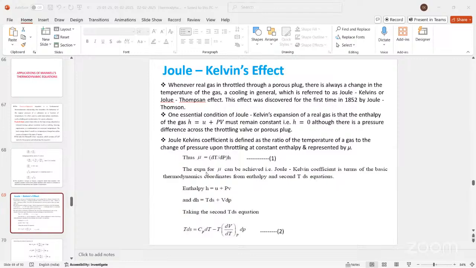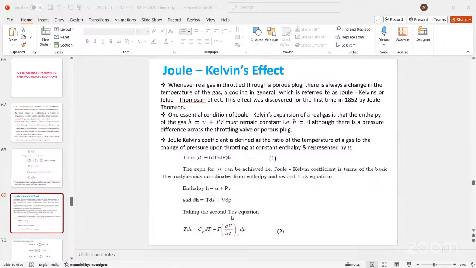The expression for mu, that is the Joule Kelvin coefficient, can be achieved in terms of the basic thermodynamic coordinates from enthalpy and the second TdS equation. Enthalpy H is equal to U plus PV, and dH is equal to TdS plus VdP. This is the enthalpy equation. Last class we discussed this. I gave some equations for the derivations, and I will ask you later.